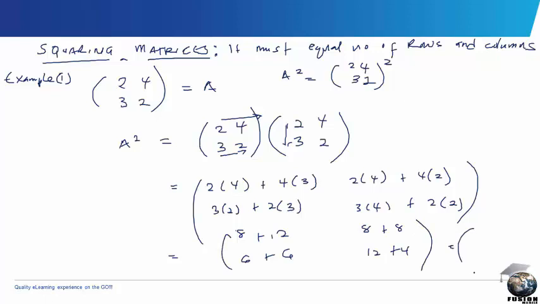Alright, squaring this matrix will be equal to 8 plus 12 gives 20, 8 plus 8 gives 16, 6 plus 6 gives 12, and 12 plus 4 gives 16. Okay, so therefore this is the square of this matrix.